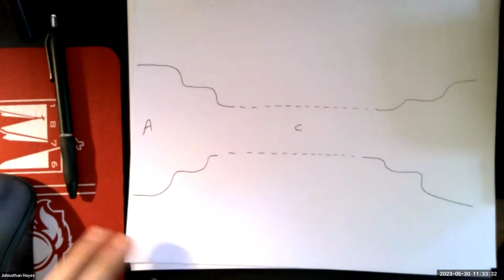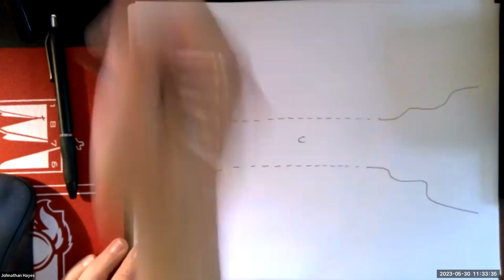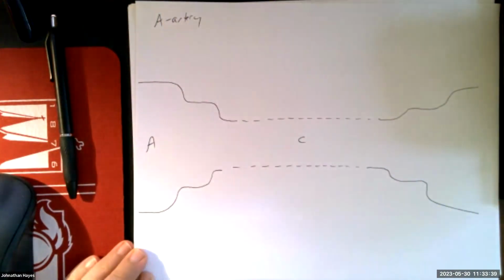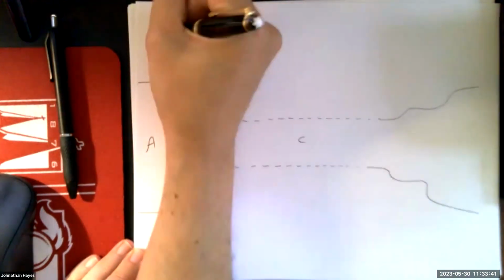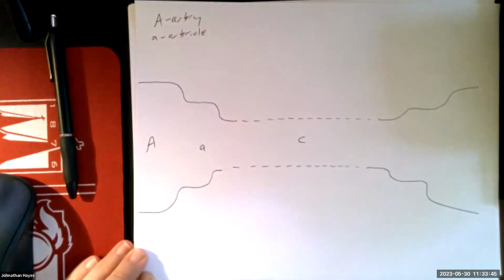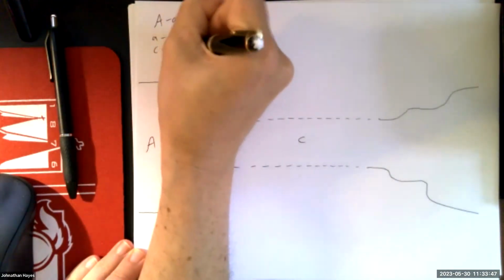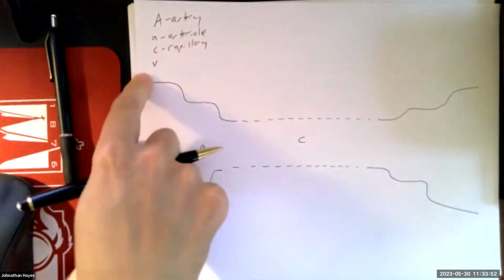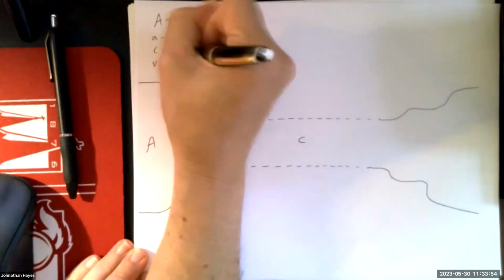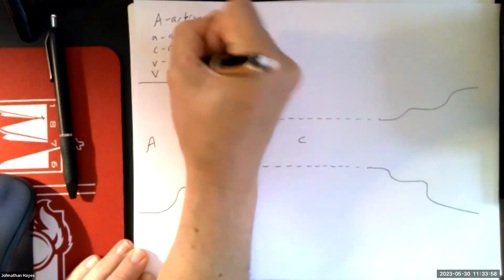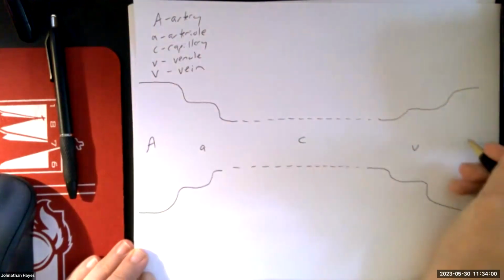And I'll label this for those that didn't have me before. So big A is going to be artery. Little a is going to be arteriole. C is going to be capillary, of course. Little v, which we're not going to be able to tell the difference between little v and big V unless they're together, is going to be a venule, and big V is going to be a vein. So here's my venule, vein.